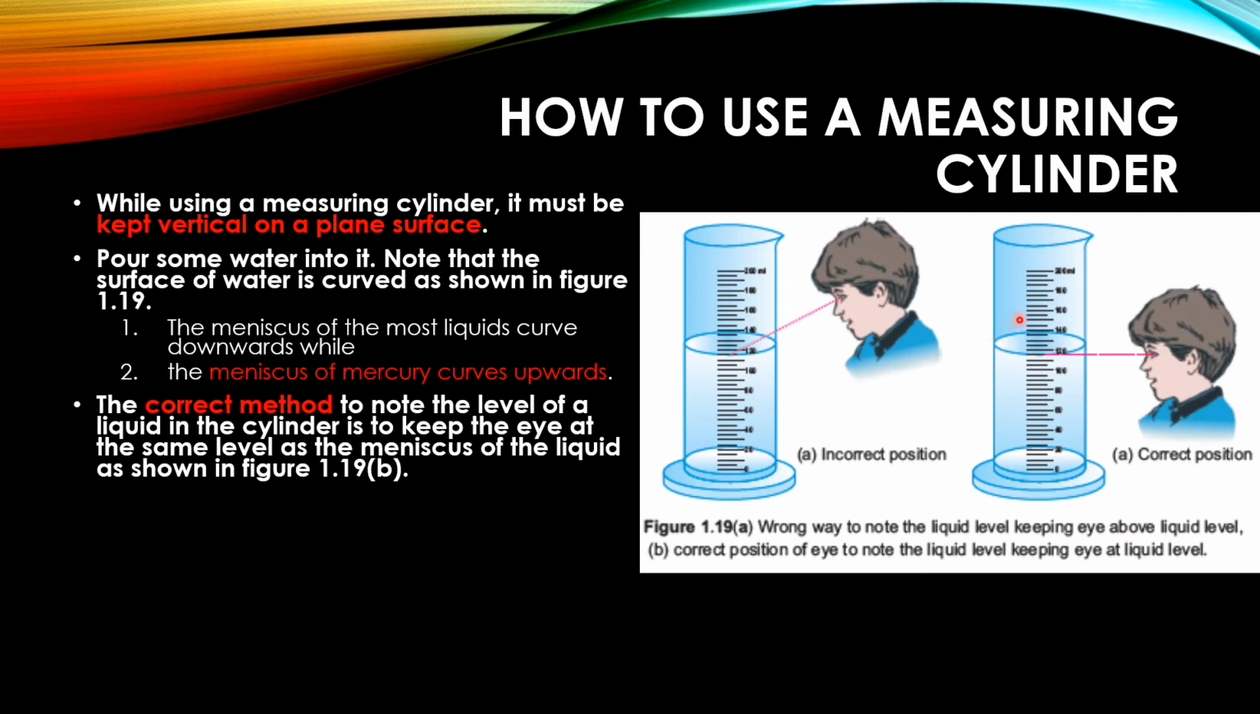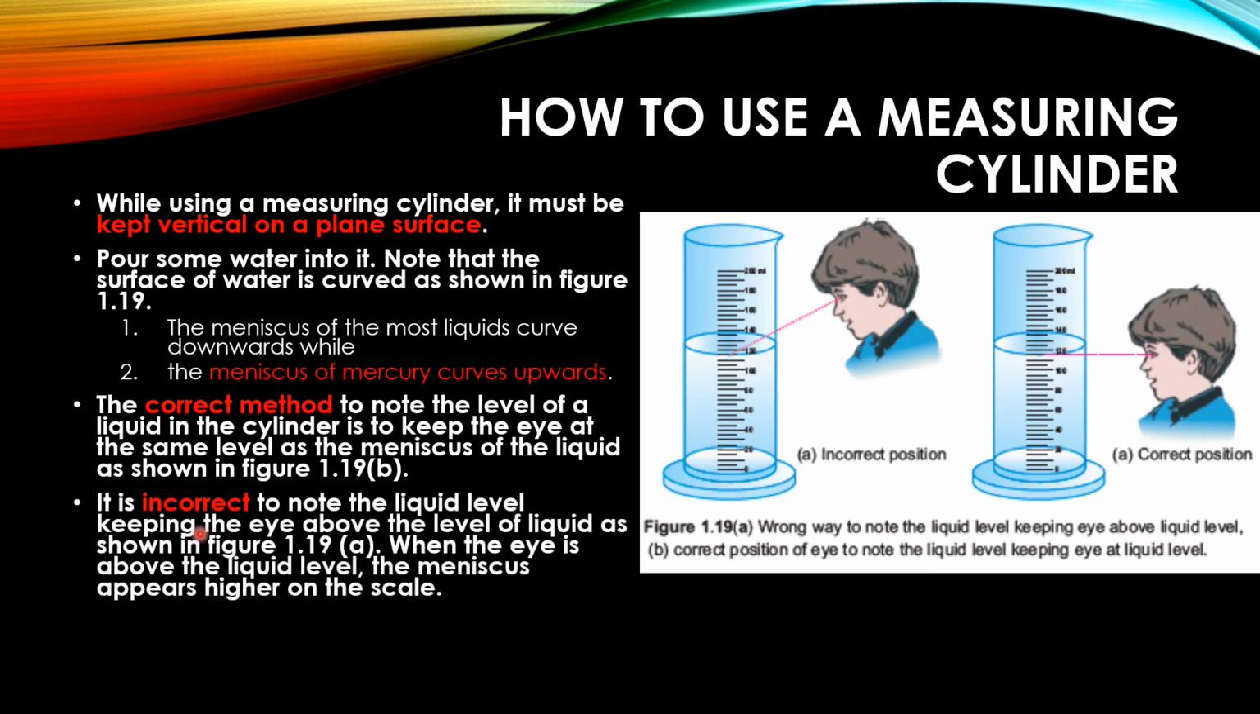But for example, in the case of colored liquids, we will see the level of the liquid in such a way that our eye is exactly in front of the reading, or you can say perpendicular to the cylinder. Now the correct method to note the level of the liquid in a cylinder is to keep the eye at the same level as the meniscus of the liquid, which is already shown in the figure.